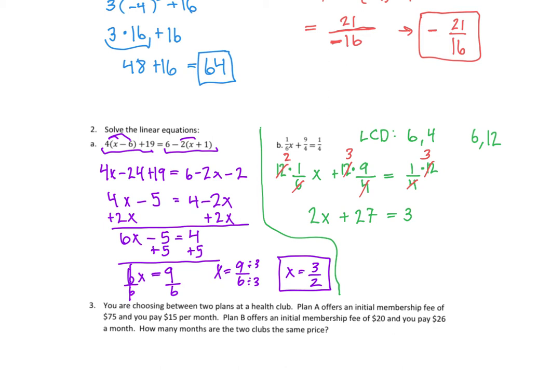Okay, now we're going to solve this remaining linear equation that no longer has fractions. I'm going to subtract that 27 from both sides. So if I subtract it here, it cancels. 3 minus 27 is negative 24. And divide both sides by 2. We get negative 12. So that is our correct solution for x.